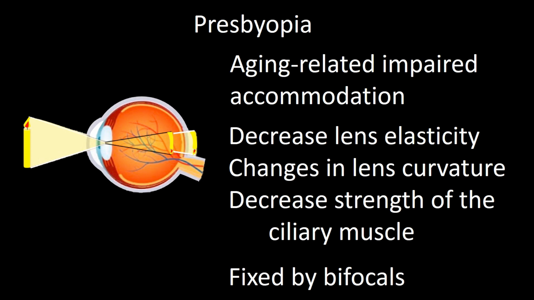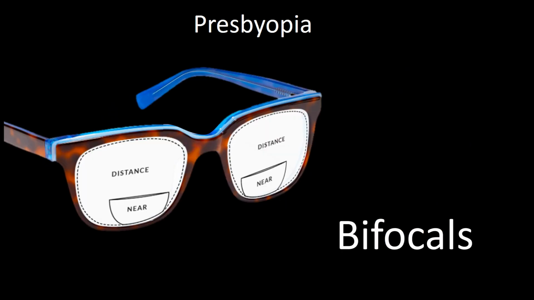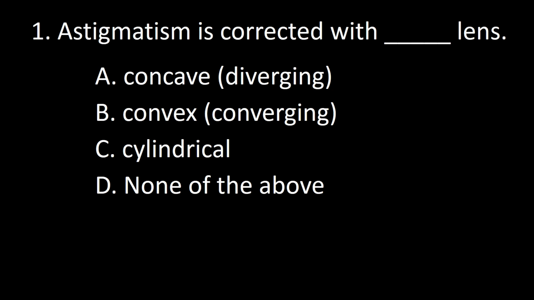It is fixed with bifocals, so a person can achieve good vision by looking up or down and adjusting their angle of vision according to the proximity of the object they want to see. So the answer to this question is C.